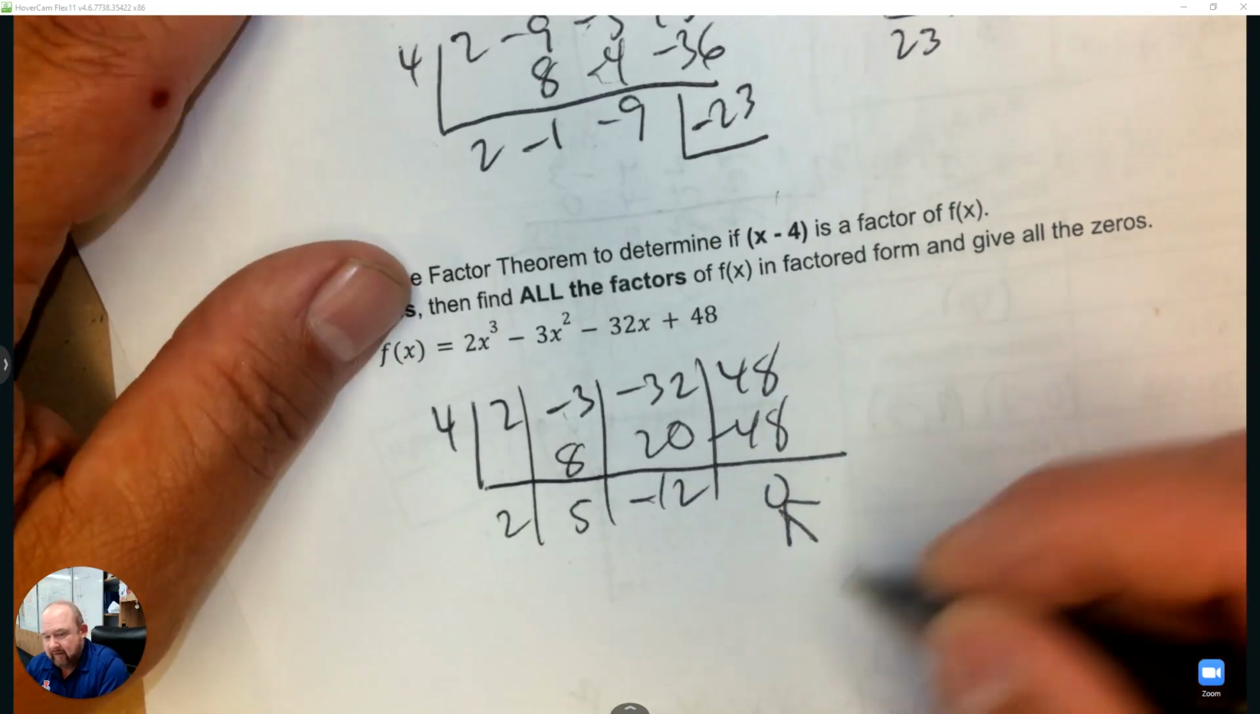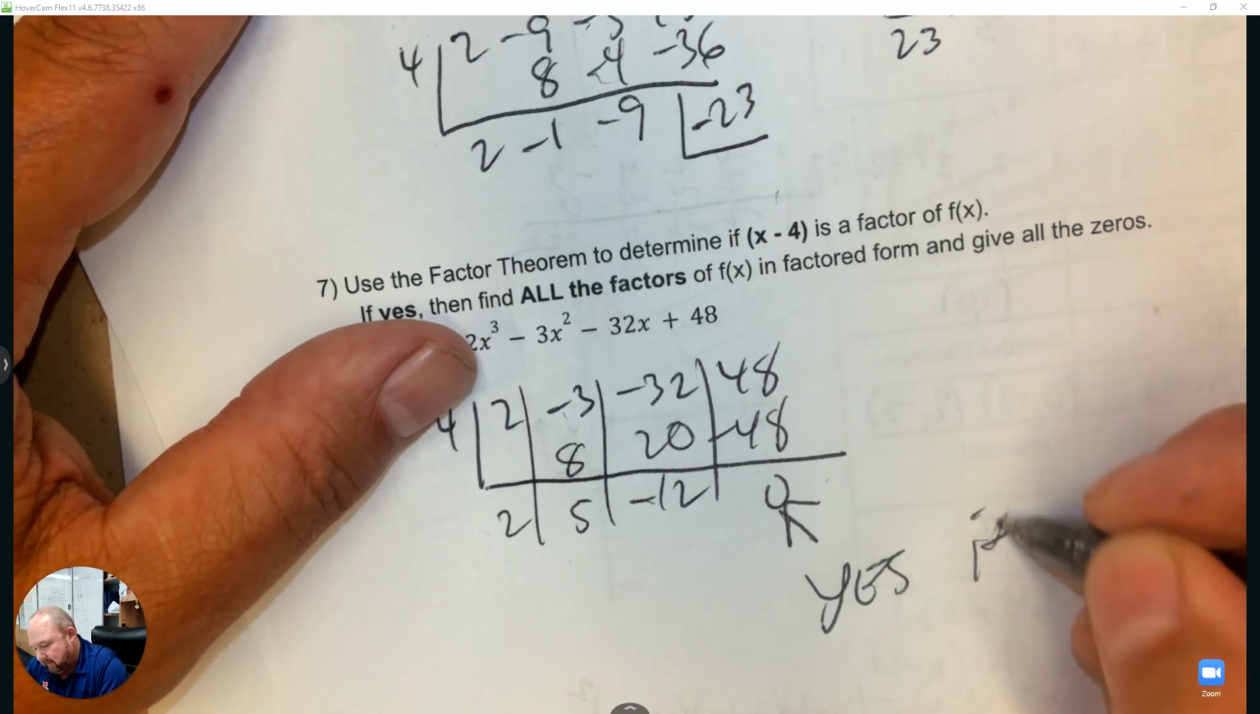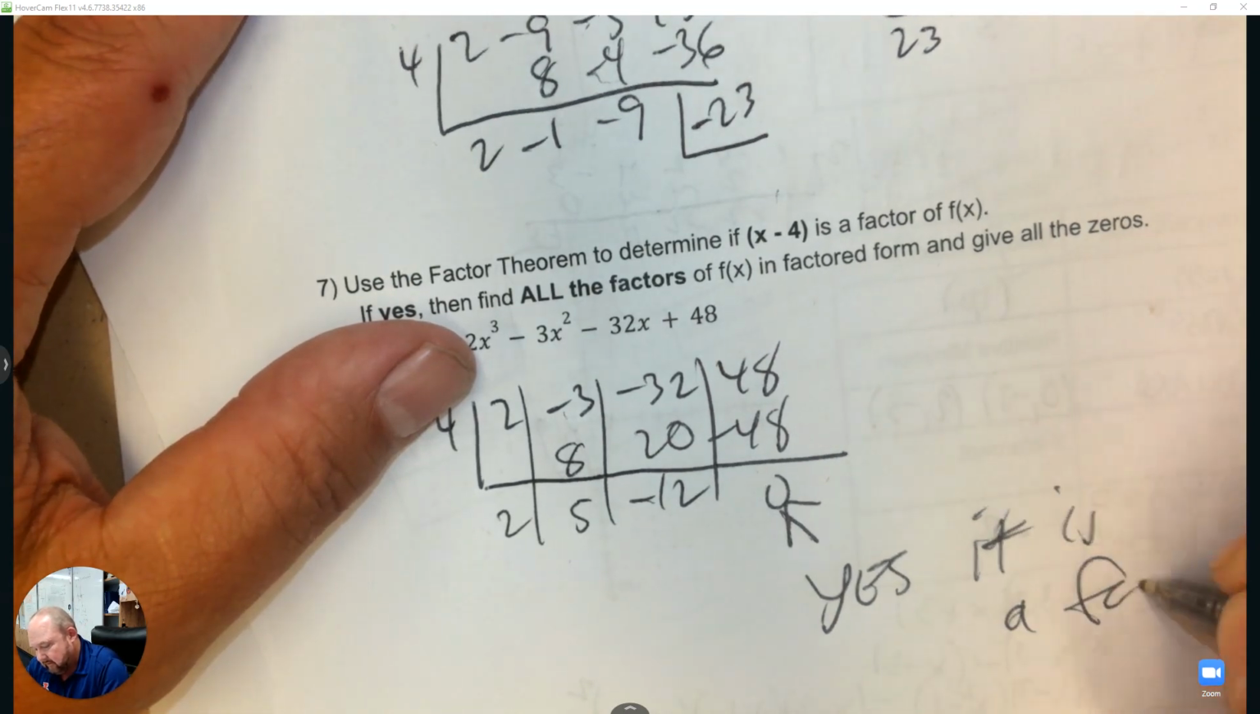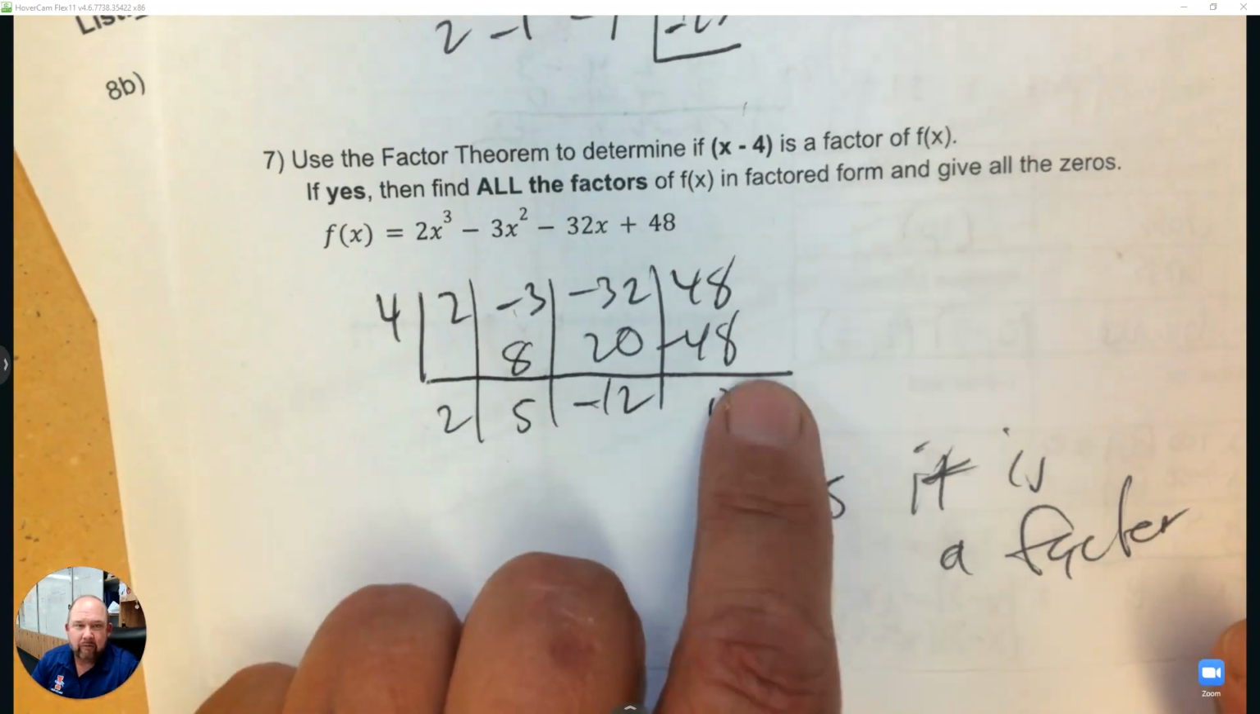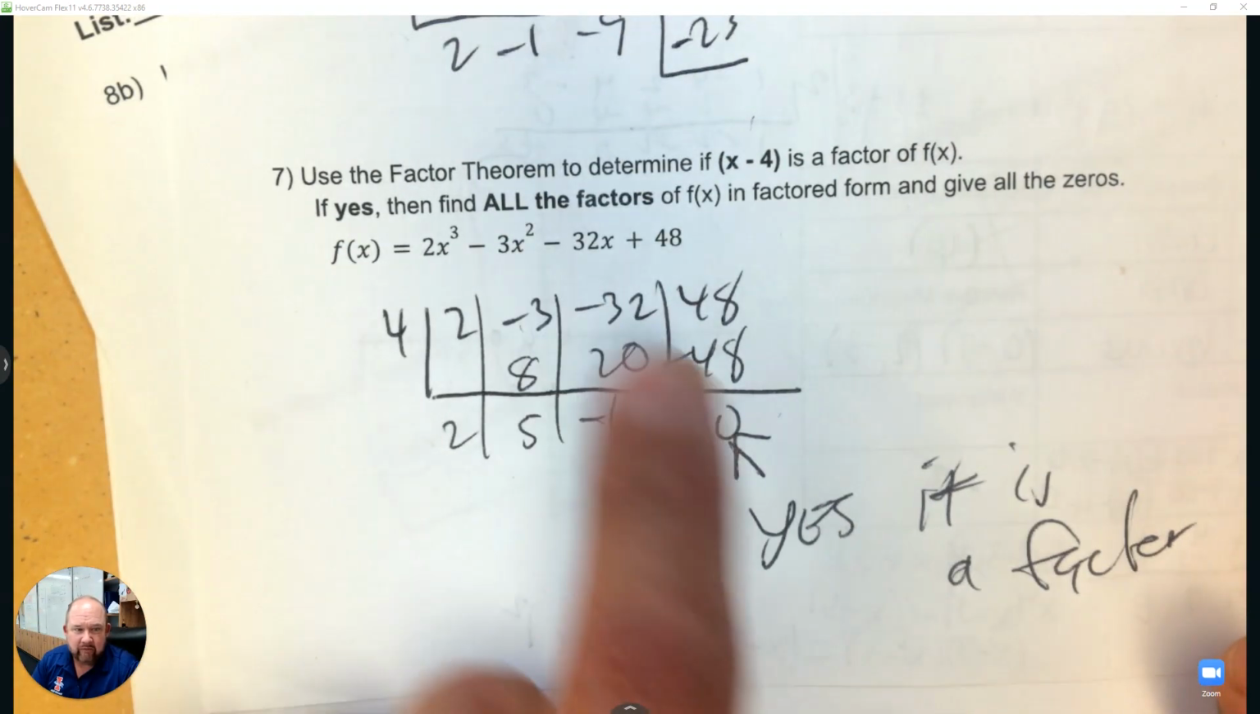And you can see, yes, it is a factor. And why is it a factor? Because 4 gives you a remainder of 0. So that is a factor of this equation.